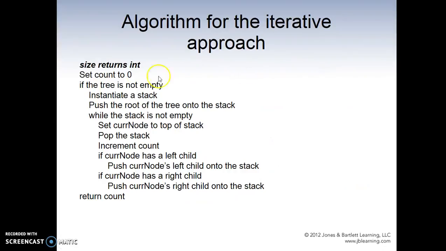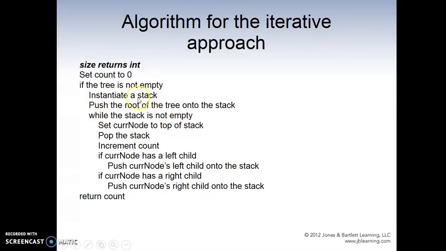Let's look at the algorithm. This is pretty much a method that returns the size. Set count to 0. We need a counter. If the tree is not empty, that's the first thing to check, right? Then we start to do this. Otherwise, return count as 0. Now, if it's not empty, we get into the if statement.